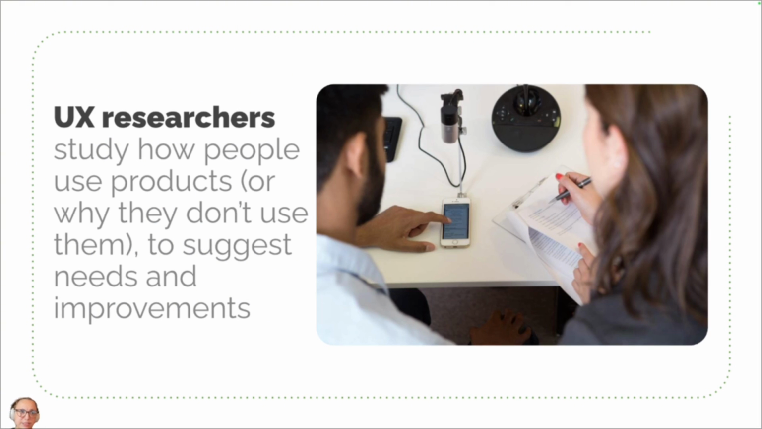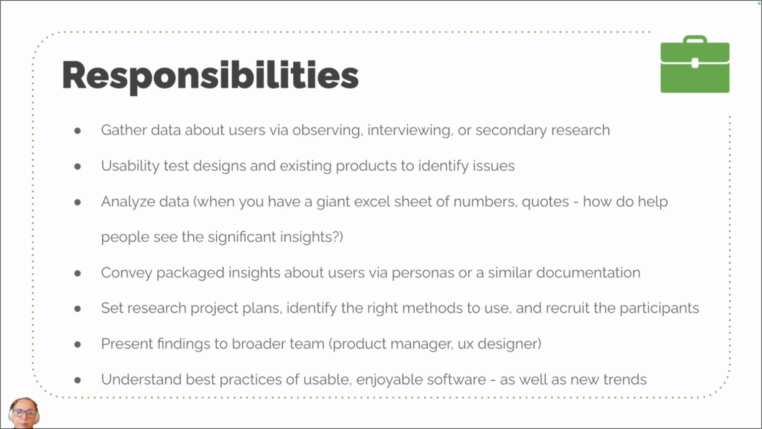So, then, this means that UX researchers study how people use products or why they don't use them to suggest user needs and improvements that the team can make. Let's talk a bit about some of the top responsibilities a UX researcher has to achieve that goal of making software products easier to use and more valuable. They talk to users, or they observe them in their natural environments, or they may take to the internet or other sources to do secondary research, which takes less time but is less reliable. A big part of the job is also conducting usability studies, meaning they watch users interact with software to see where it makes sense and where it doesn't.